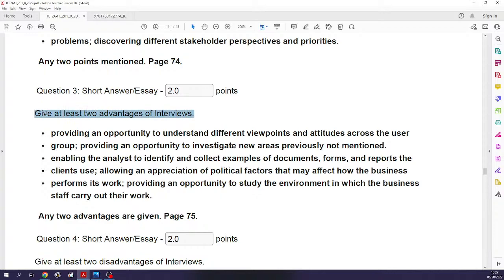Okay, let's say this was your first question. Let's say, okay, give at least 2 advantages of interviews. And you're like, excuse me, what are you talking about? Which chapter does this correspond to? I don't know what's going on. So see, this assignment was made deliberately to make you ask these questions. What are we talking about? Where are we in the story? Where are we in the story?